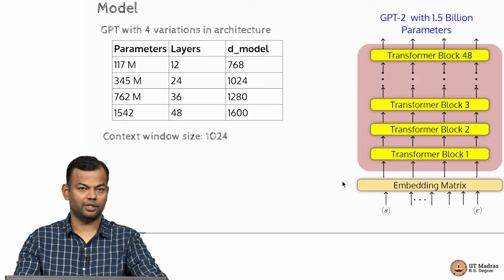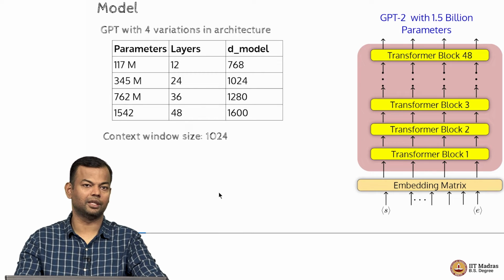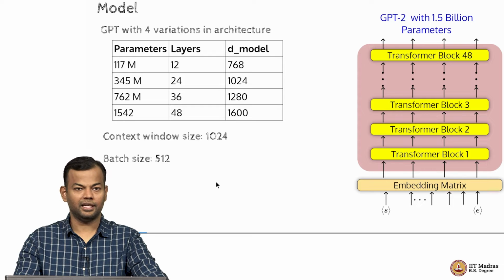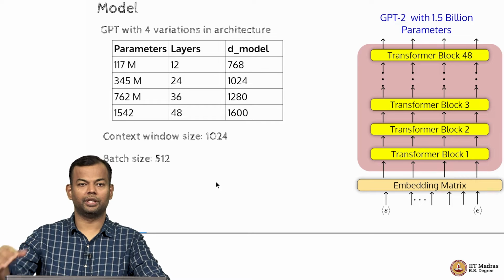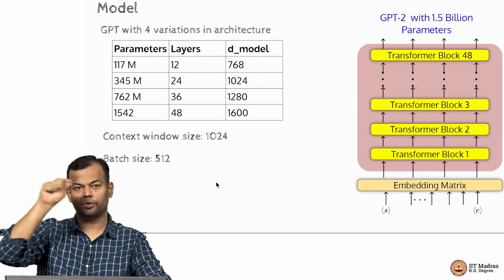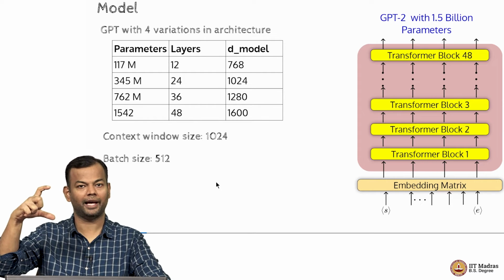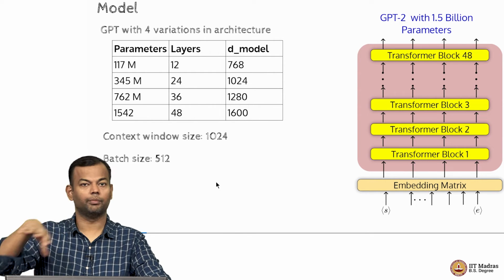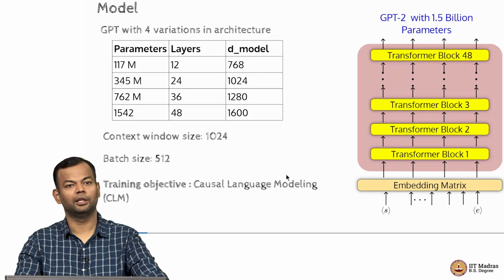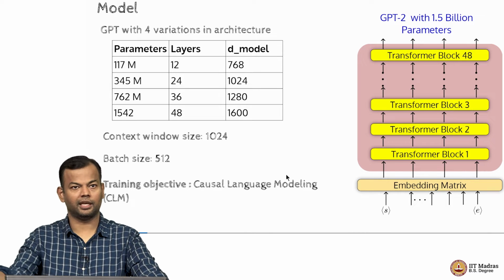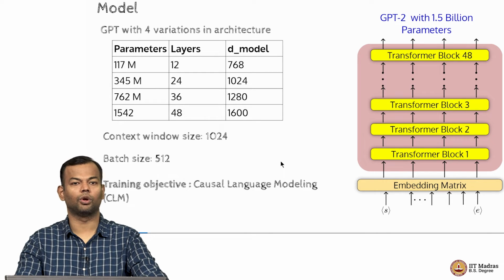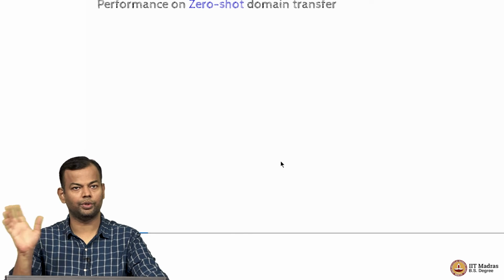The context window size was 1024, that means the sequence length, and the batch size was 512. So they would have 1024 sequence lengths and 512 such sequences in one batch, and the loss would be computed over this entire batch. And the training objective, as is the case with GPT, was causal language modeling. So nothing new here.